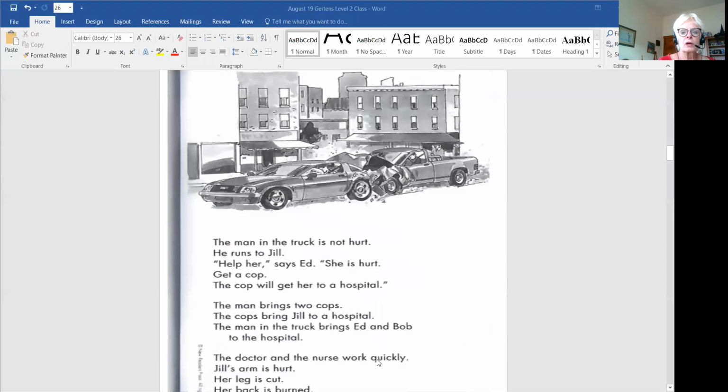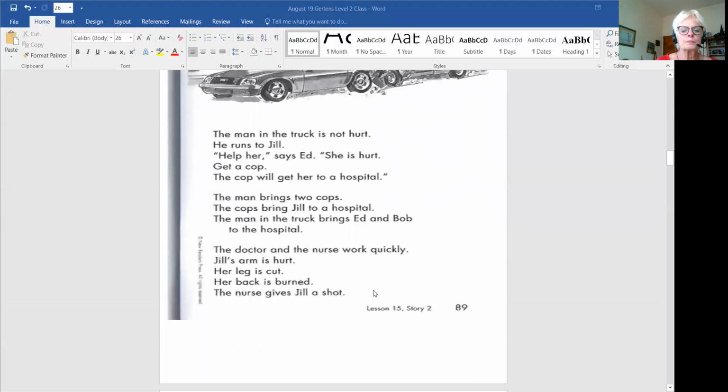And there's a picture of this car crash. Jill's car is here, and this is the truck that hit her. The man in the truck is not hurt. He runs to Jill. "Help her," says Ed. "She is hurt. Get a cop." "The cop will get her to a hospital." Remember, we talked about cop is another name for policeman or policewoman, police person, cop.